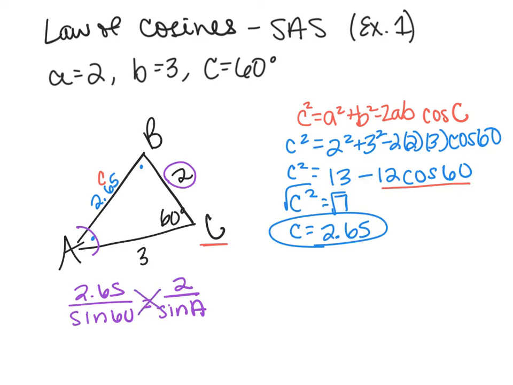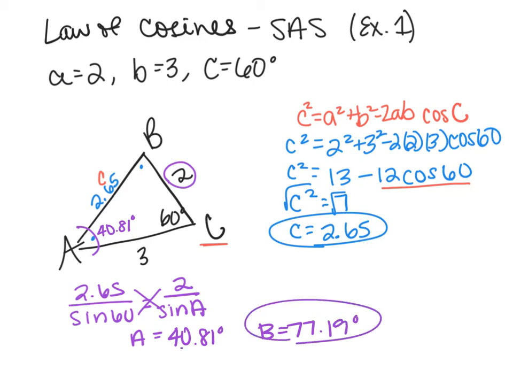Cross multiply, divide, take an inverse sine, and we get A equals 40.81 degrees. And now for your last angle, you can just subtract from 180, do 180 minus 60 minus 40.81, and we get 79.19 for angle B.